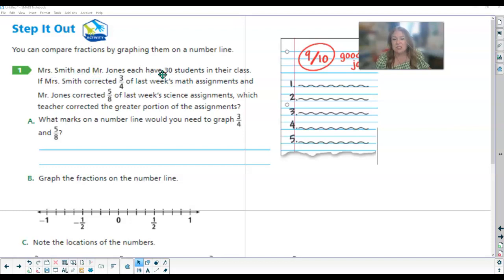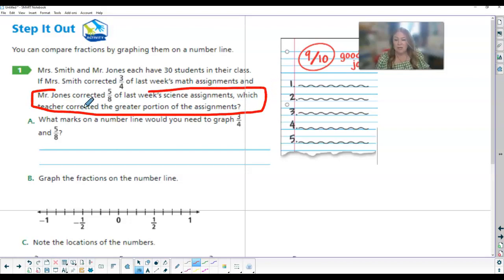So it says Mrs. Smith and Mr. Jones each have 30 students in their class. If Mrs. Smith corrected 3/4 of last week's math assignments and Mr. Jones corrected 5/8 of last week's science assignments, which teacher corrected the greater portion of the assignments? So that is the ultimate question we are trying to figure out, who corrected more? So which teacher corrected more?